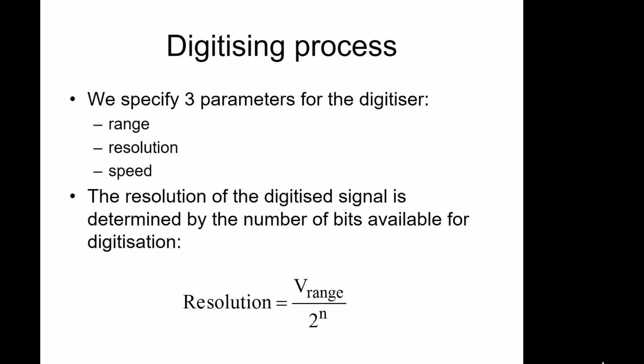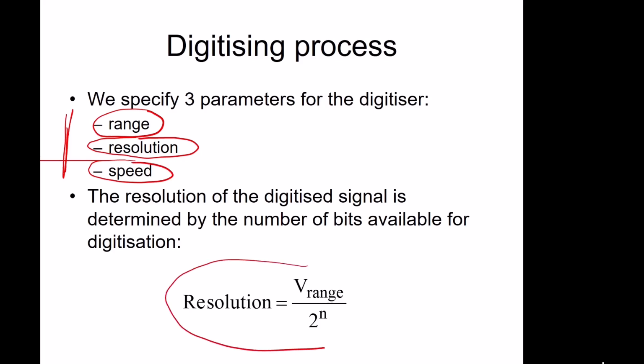For the digitizing process, you specify 3 different parameters. You need to know the range that you'll be digitizing over. So this is typically 0 to 10 volts, or in the case of the Arduino, 0 to 5 volts. The resolution, so that is the smallest increment in input you can measure. And then the speed, so how fast or how many samples you need to take per second. The resolution is determined by the number of bits you're digitizing to, and is defined by the range over 2 to the n.